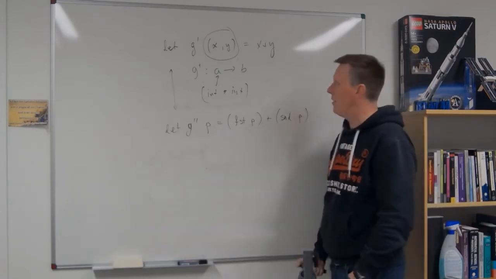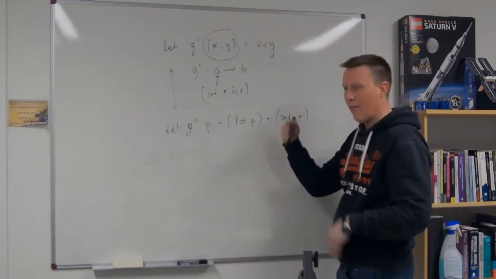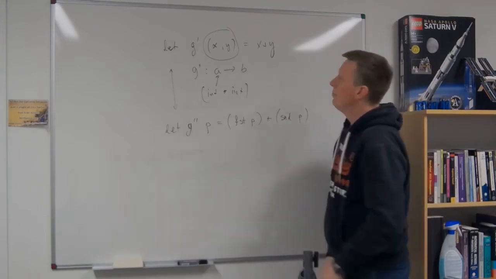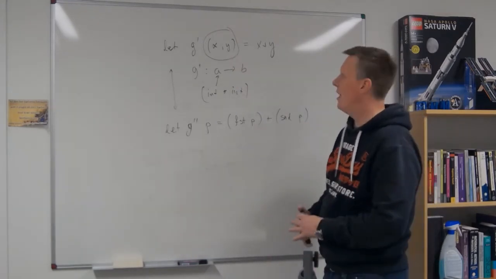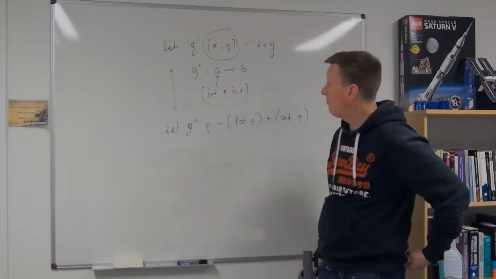Either it's a pair or it's not. And if I give a pair, I have to give a pair. So there's no way I can partially apply this thing. So that's an inconvenience of it.